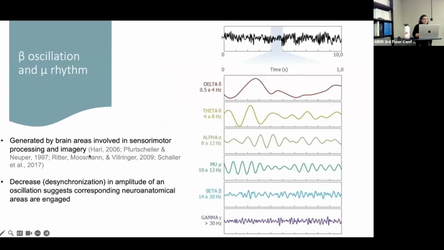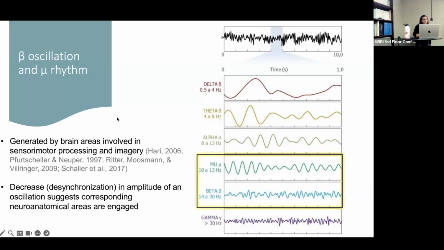In addition to the N400, we are also interested in looking at the beta oscillation and mu rhythm. These are neural oscillations generated by brain areas that tend to be involved in sensory motor processing and imagery. A decrease in the amplitude of oscillations suggests that the corresponding areas are engaged. So we're interested in oscillations within the spectrum here for the current study and examining whether or not they provide evidence for any disruption in sensory motor processing.